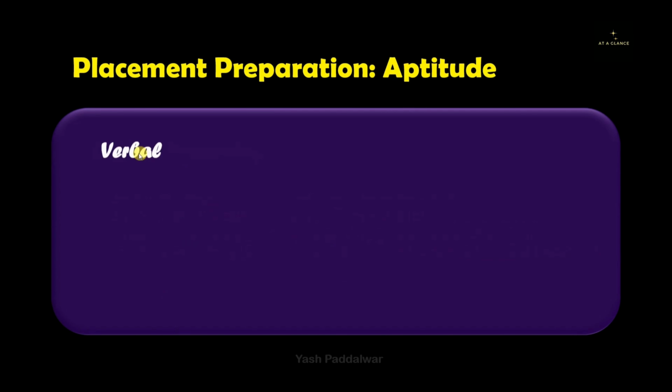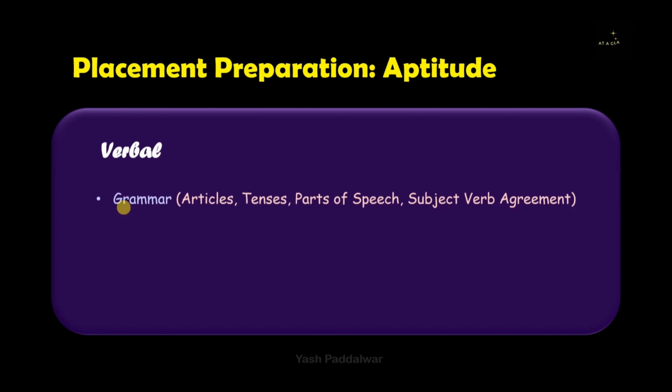Now we will move on to the next section, which is the verbal section. The verbal section is the easiest section in the entire aptitude section, provided that you have good vocabulary skills as well as good grammar skills. So you should be thorough with grammar.